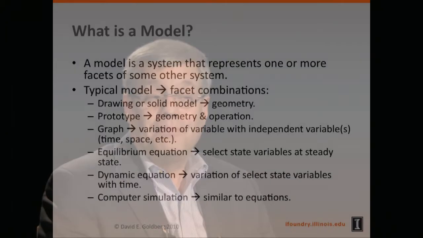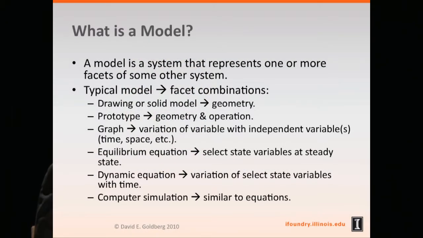So what is a model? A model is a system that represents one or more facets of some other system. And so there are many combinations of model and the facets that are modeled by that model. For example, a drawing or solid model is looking at the geometry of some object. A prototype, a physical prototype, is looking at the geometry and the functional operation of that device. A graph is plotting the variation of one variable with some other variable in time or space, for example. An equilibrium equation is looking at select state variables at steady state.